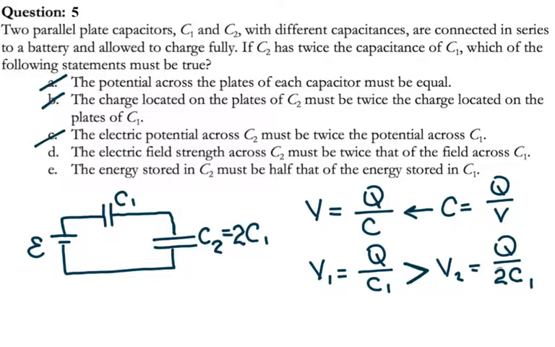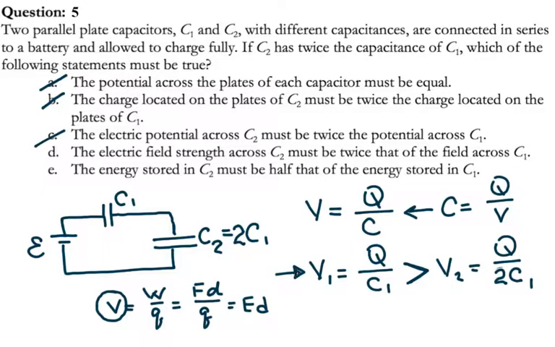The electric field strength across C2 must be twice that of the field in C1. For an electric field, if you remember, the voltage is equal to the work over the charge, which is the force times the distance over the charge, which is electric field times the distance. So we know the voltage and how they compare with each other, but we do not know anything about the distance. So we cannot talk about the electric field of each capacitor because we do not know by how far they're separated, so that wouldn't be true.